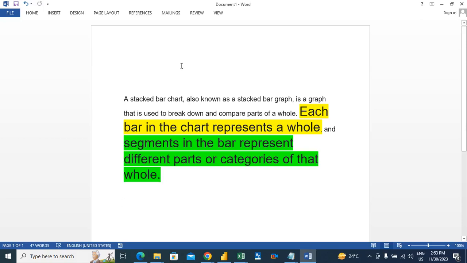As per the definition, a stacked bar chart, also known as a stacked bar graph, is a graph that is used to break down and compare parts of a whole. Each bar on the chart represents a whole, and segments in the bar represent different parts or categories of that whole. This is a theoretical definition, so someone who reads it may find it pretty boring and uninteresting, right?